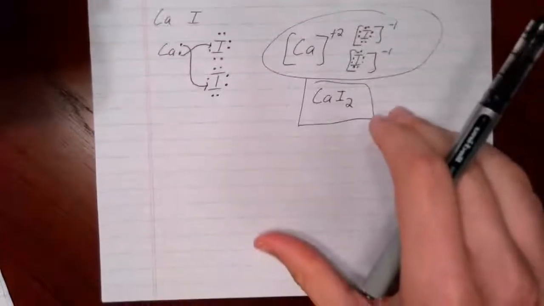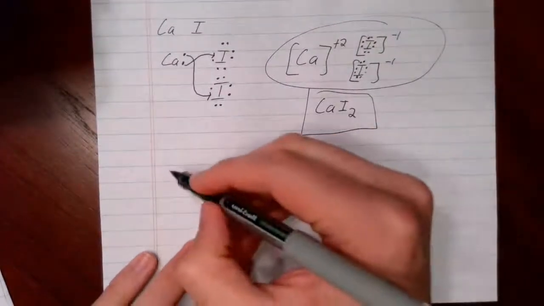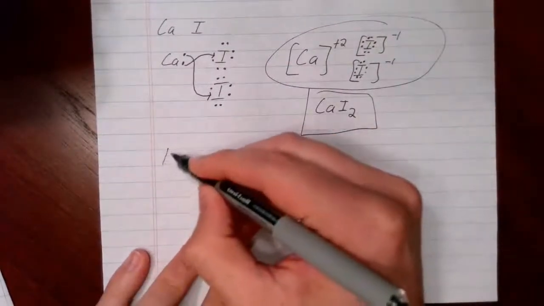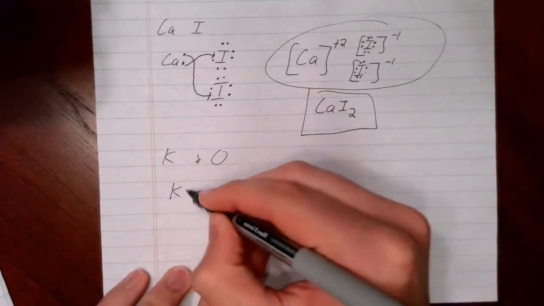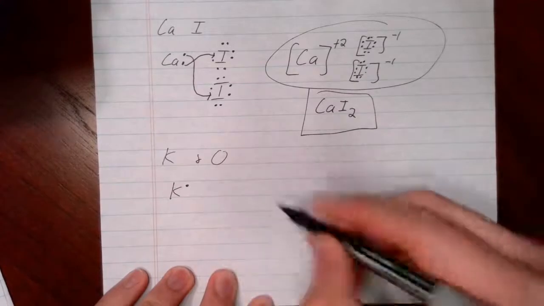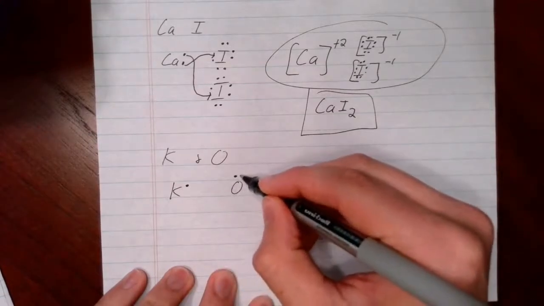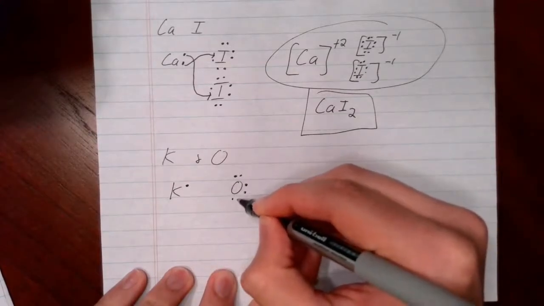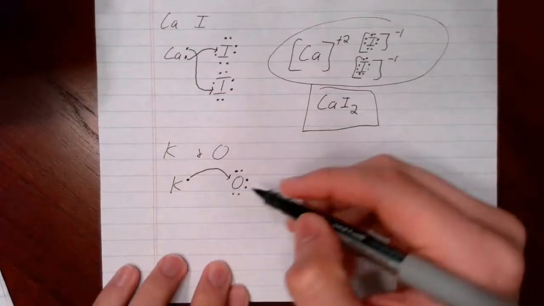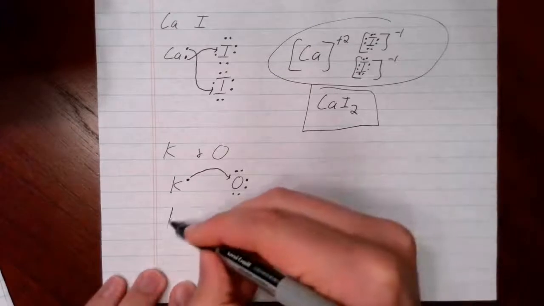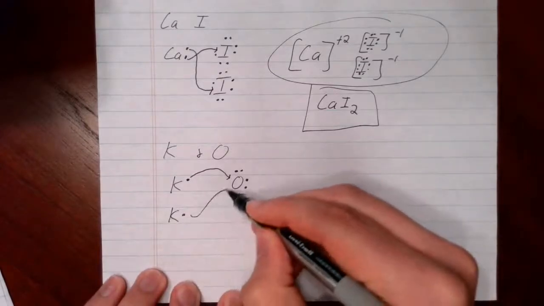So let's go ahead and look at another one. Let's look at potassium and oxygen. Okay, so I have potassium with 1 valence electron, oxygen with 6. So potassium is going to give oxygen its electron, but oxygen still needs 1 more electron, so it has 8. So I need 2 potassiums.